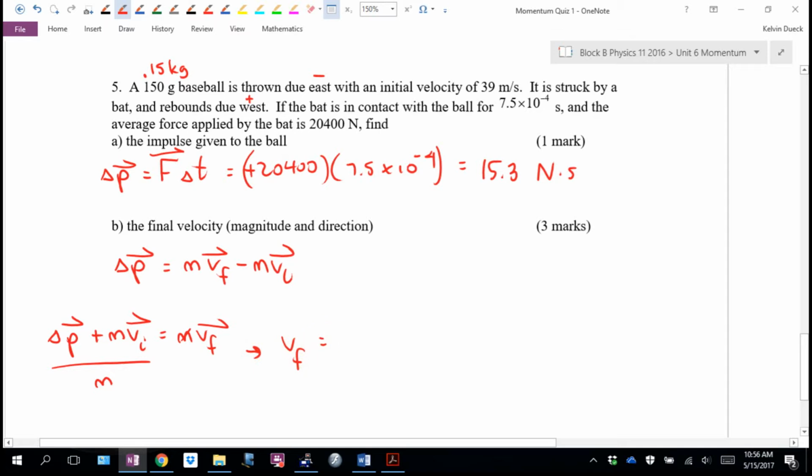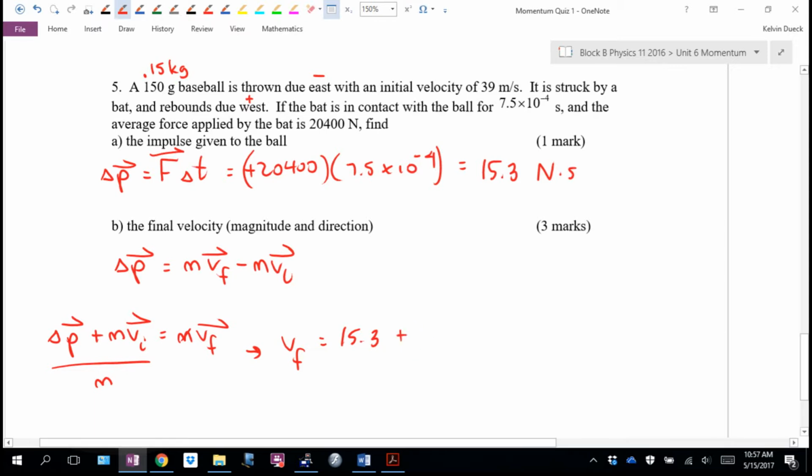v final is going to be the change in momentum, 15.3. Now, if you got a different answer for part A, but you dropped that number down here in part B, I will give you full marks if you did your version and got your correct answer relative to your impulse.